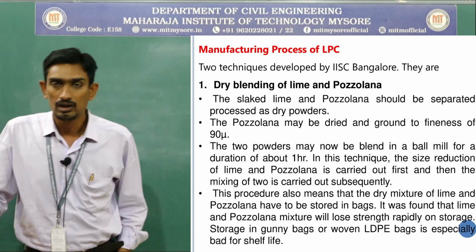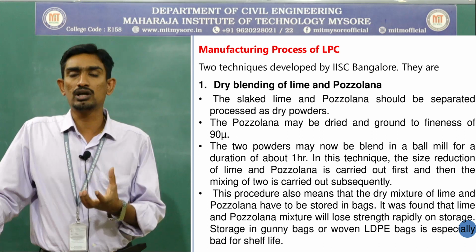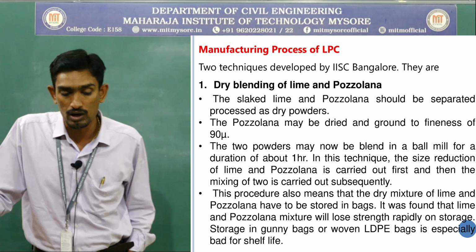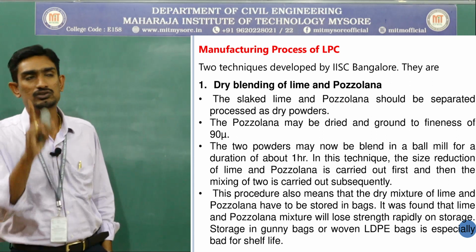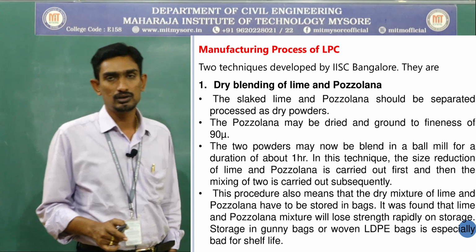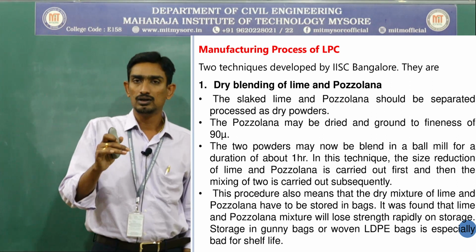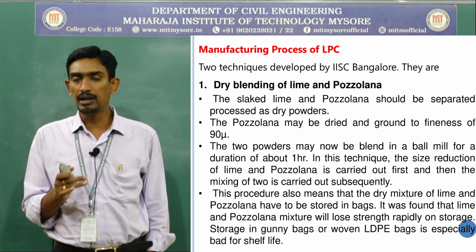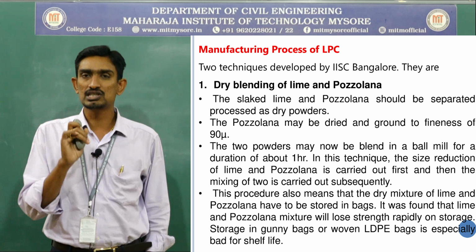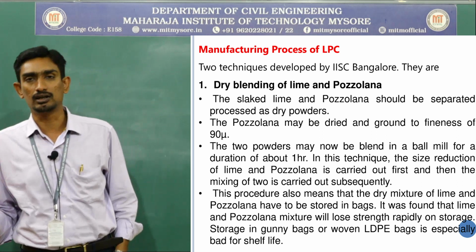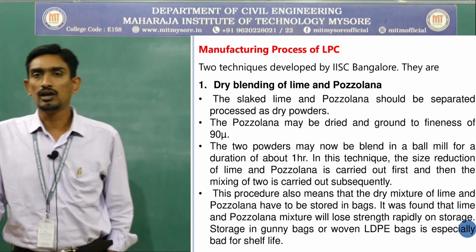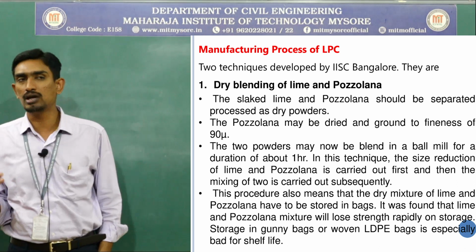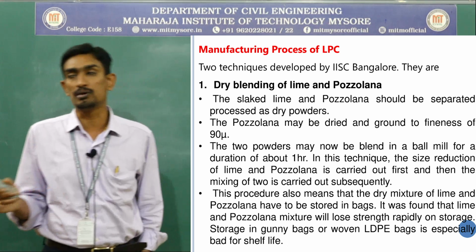Next, the lime powder and the pozzolanic powder which were separated need to be mixed. That is, the two powders have to be blended. The blending is very, very important. If you blend by hand, the performance is different; if you blend through a machine, the performance is different. This is a very interesting characteristic. If you blend by hand, you may or may not get a good performance.